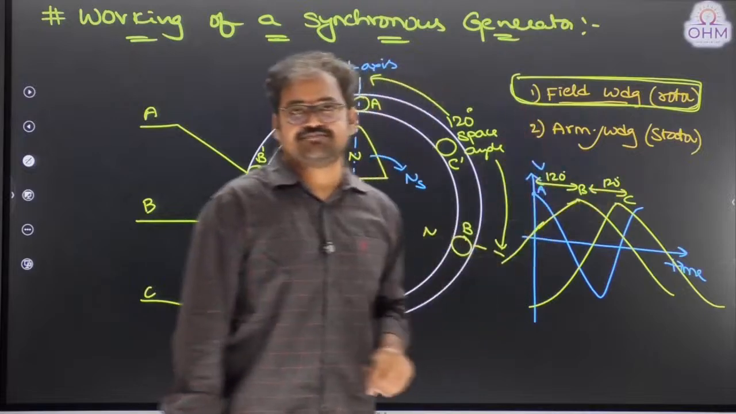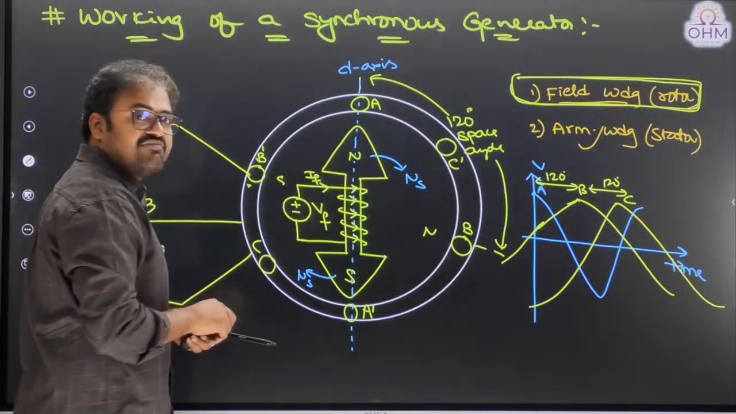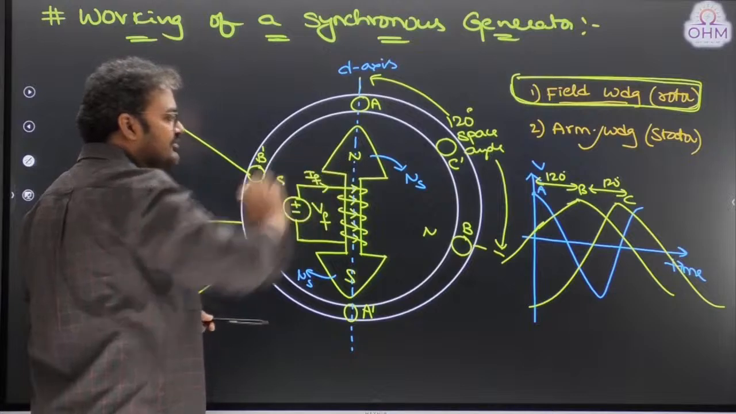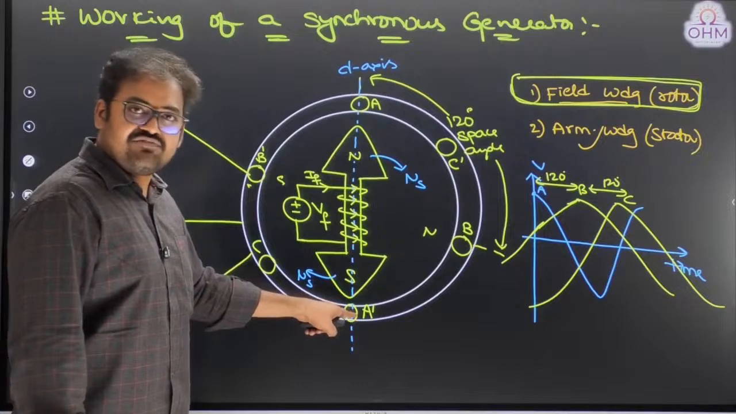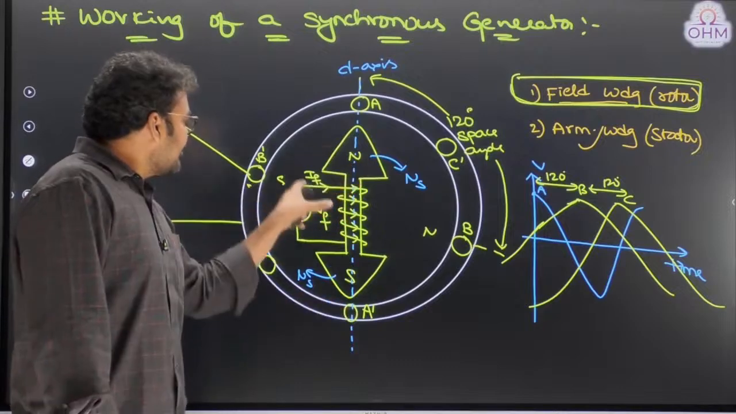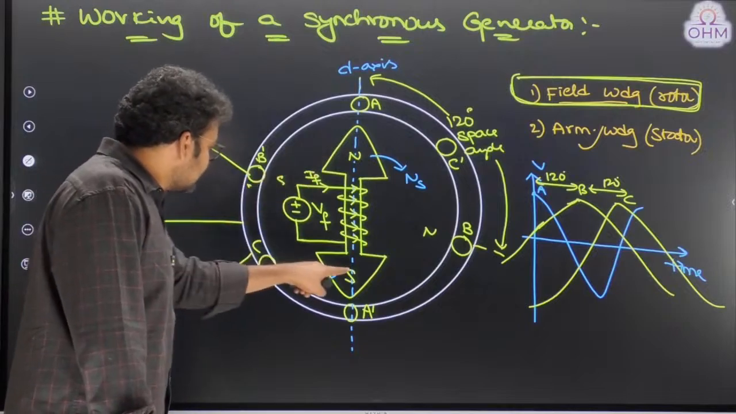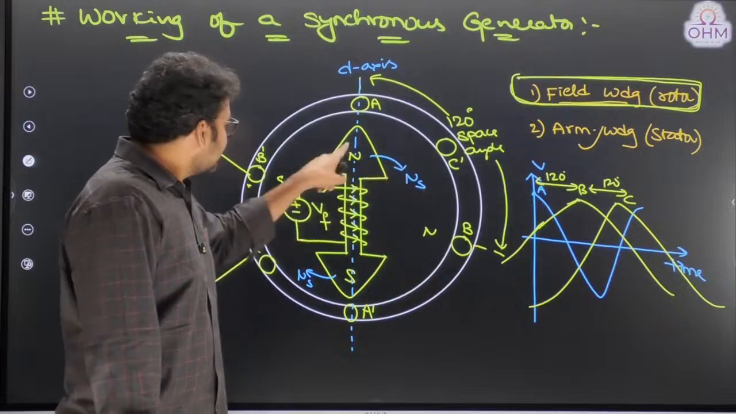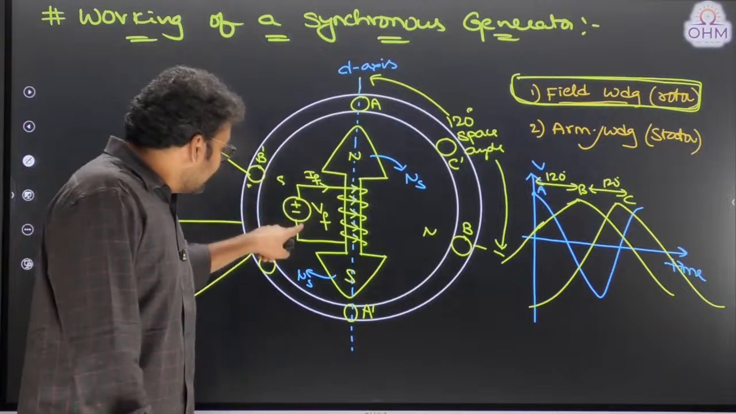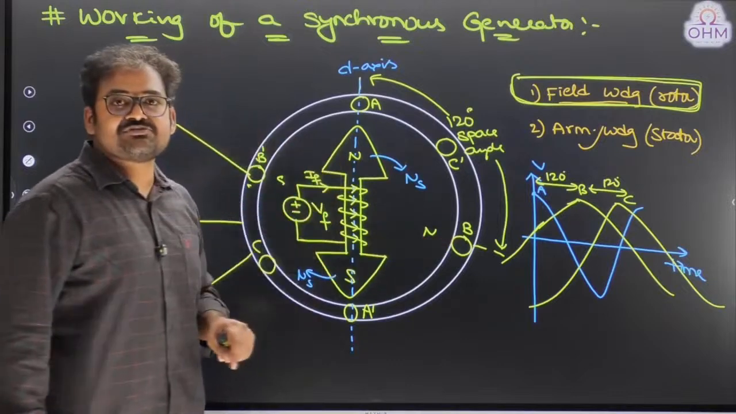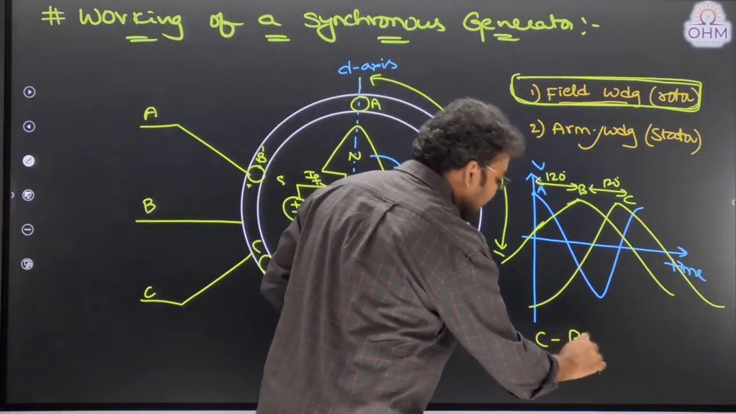A, B, C. Okay. Now, what if I reverse the rotation of the machine? Suppose I rotate this rotor in anti-clockwise direction, what will happen? Right now, phase A voltage is maximum, very fine. If I rotate this machine in anti-clockwise direction, after 120 degrees, north pole will come to C location, south pole will go to C dash location. Therefore, phase C voltage becomes maximum. After one more 120 degrees, phase B voltage becomes maximum. Therefore, the output sequence becomes A, C, B.